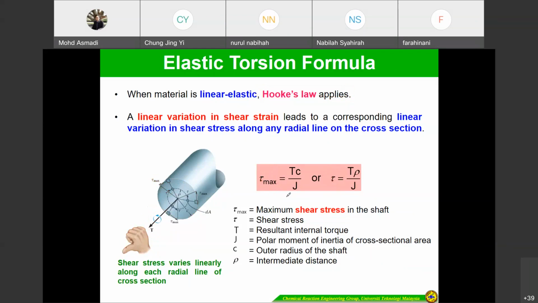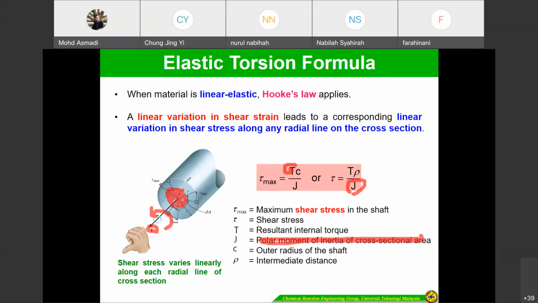Okay, so the resultant internal torque T, if you twist to this side, counterclockwise, right, and then the polar moment of inertia of the cross-sectional area. So the polar moment J is different between a tubular and a solid shaft. Solid has no hole, meaning there's a hole here for the tubular.